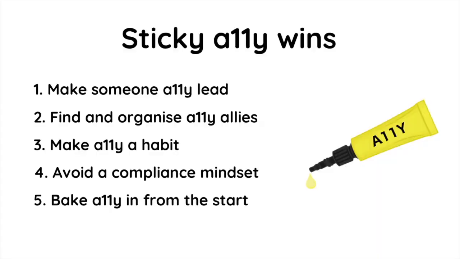So, time for a final recap. The 5 sticky accessibility wins are: number 1, make someone accessibility lead. Number 2, find and organize accessibility allies. Number 3, make accessibility a habit. Number 4, avoid a compliance mindset. And number 5, bake accessibility in from the beginning.